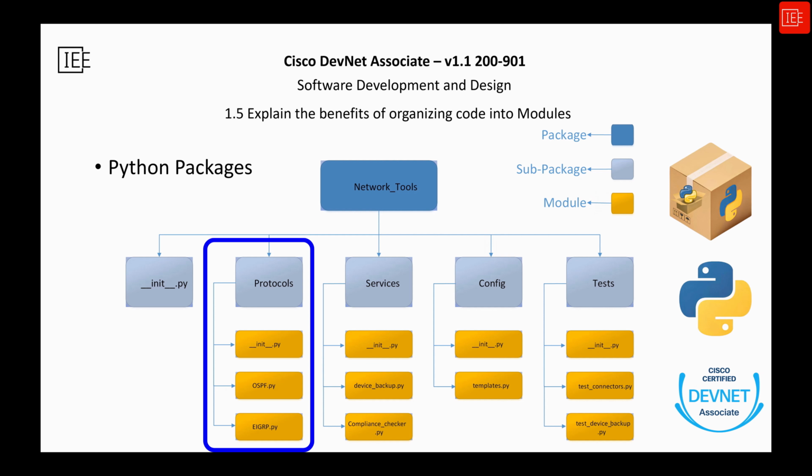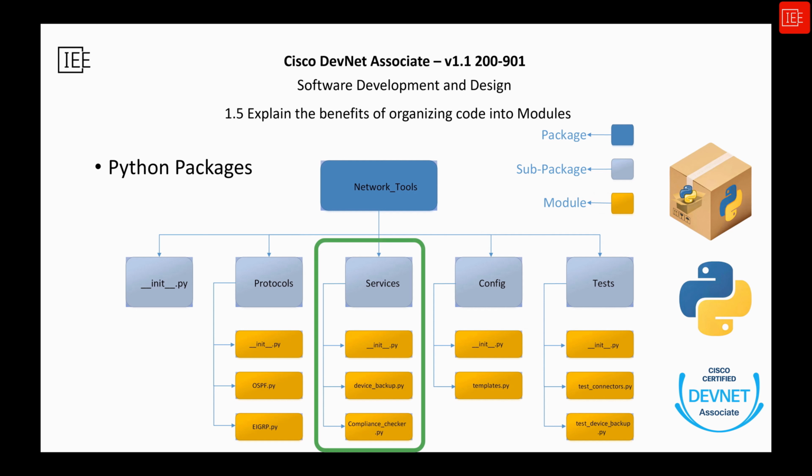But protocols are only one part of a bigger project. Next to it, you might have a services subpackage, and this is where you would place modules that actually do things with devices, such as device_backup.py to pull configurations from routers or end devices. You also can put compliance_checker.py to verify configs against policies, or report_generator.py to create output reports. These services typically rely on protocols or connectors, but focus on delivering high-level outcomes.